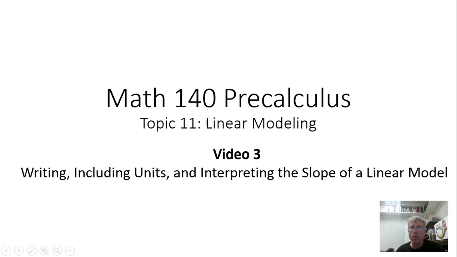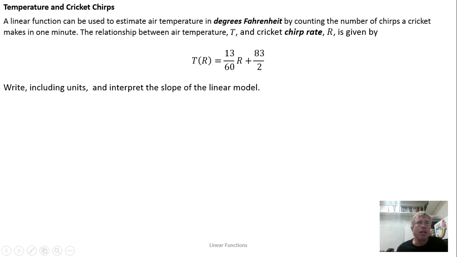Okay, in this video we're going to go over how to write, including units, and then interpret the slope of a linear model. So the idea here is that if we're given a linear model, the slope of the model always represents the rate of change of the thing that's being modeled. So for this example, we have a linear function that is estimating air temperature in degrees Fahrenheit as a function of cricket chirp rate. So T represents air temperature, cricket chirp rate, R, represents the rate in chirps per minute at which a cricket is chirping.